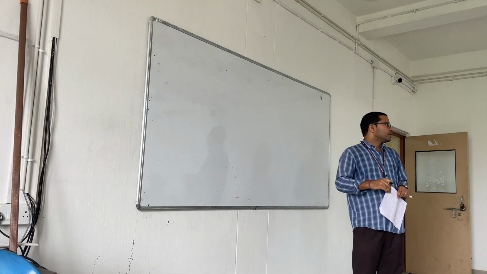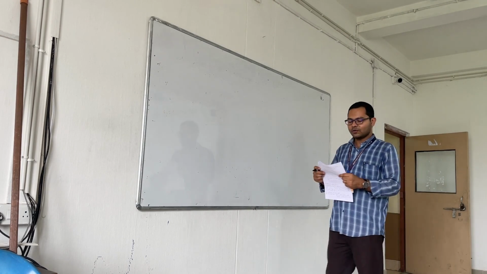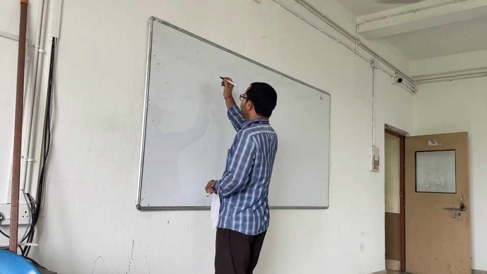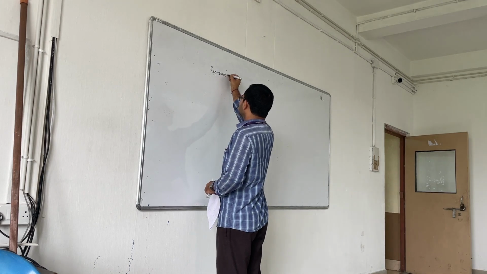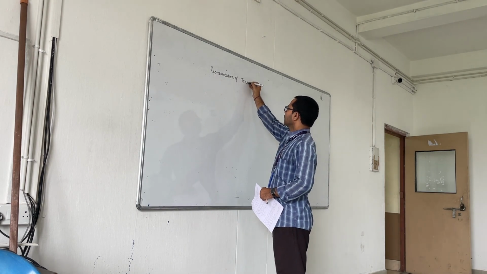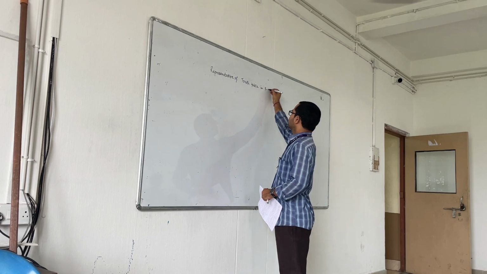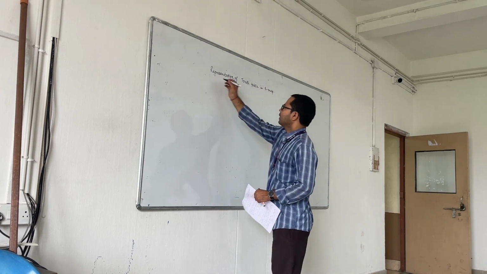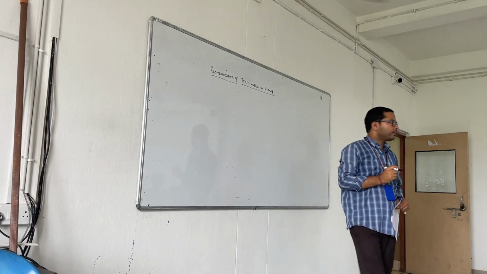Today we will discuss representation of truth table in K-map. That means how truth tables are represented with the help of Karnaugh map or K-map.